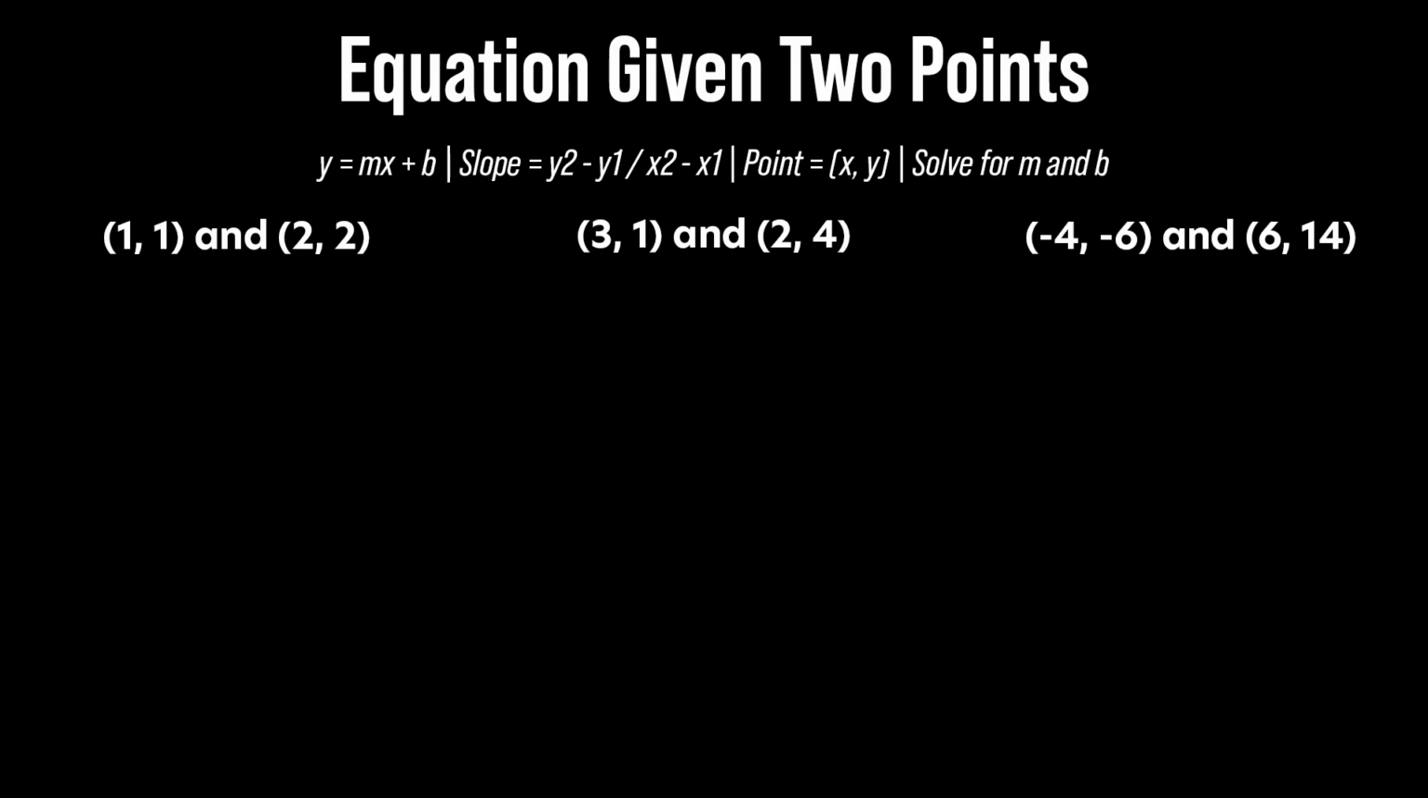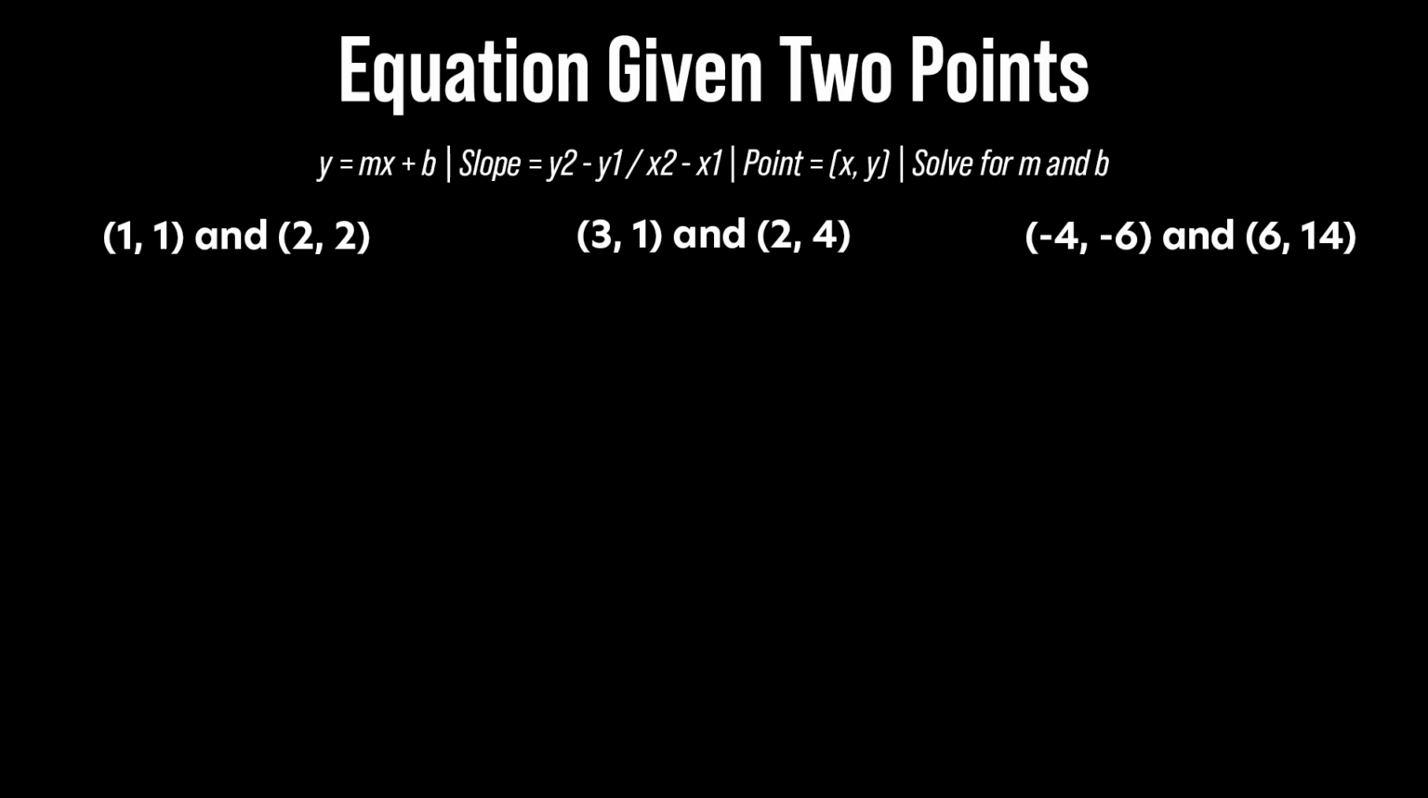Today we're going to learn how to find an equation given 2 points. This equation is going to be in slope-intercept form, which is y is equal to mx plus b. When you're given 2 points, you need to find the slope. And after you found the slope, you can use that slope and a point in order to solve for b, which you can then use to find the equation. So first you solve for m, then for b.